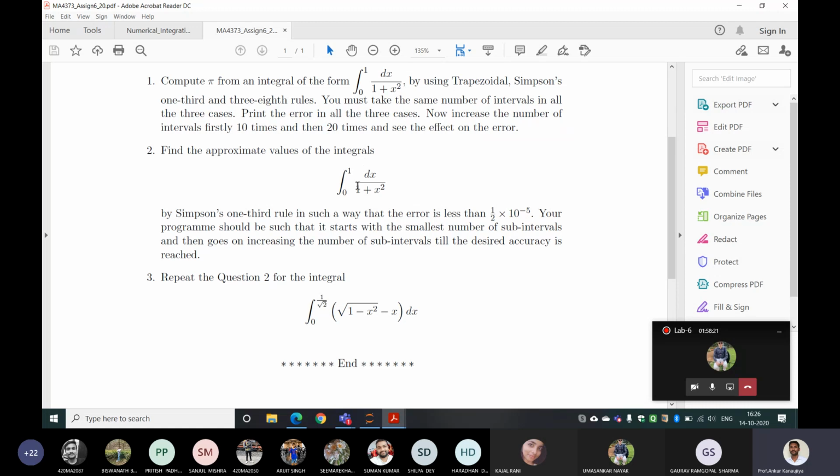So the same exercise you have to repeat here. That accuracy you need this much. That means your answer will be correct up to 5 decimal places in rounding sense.